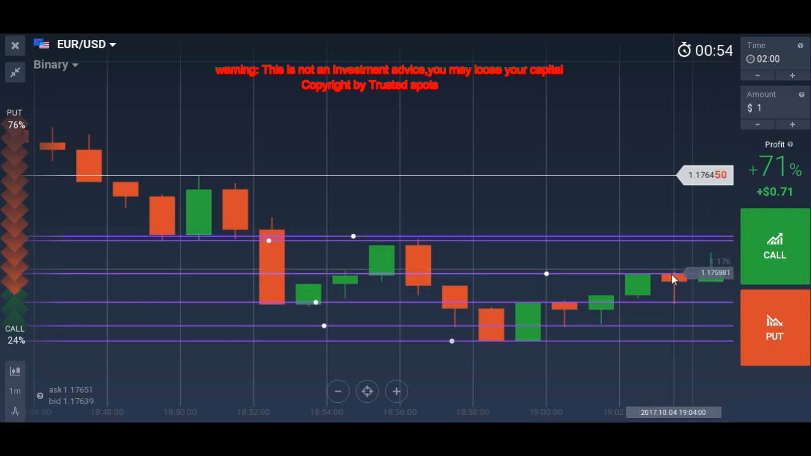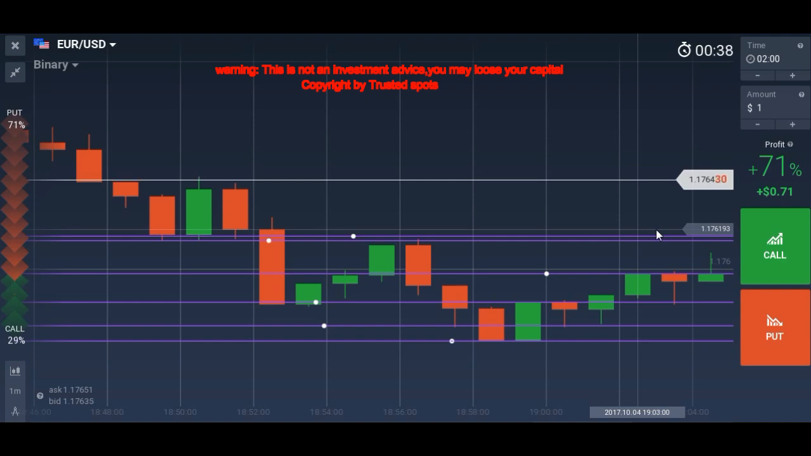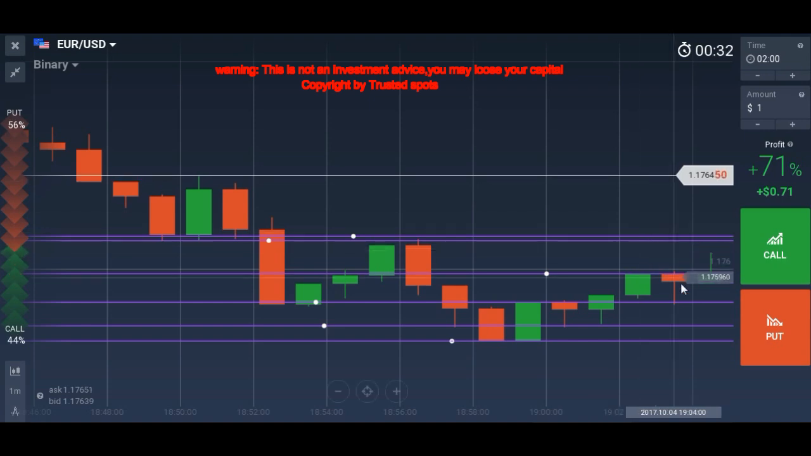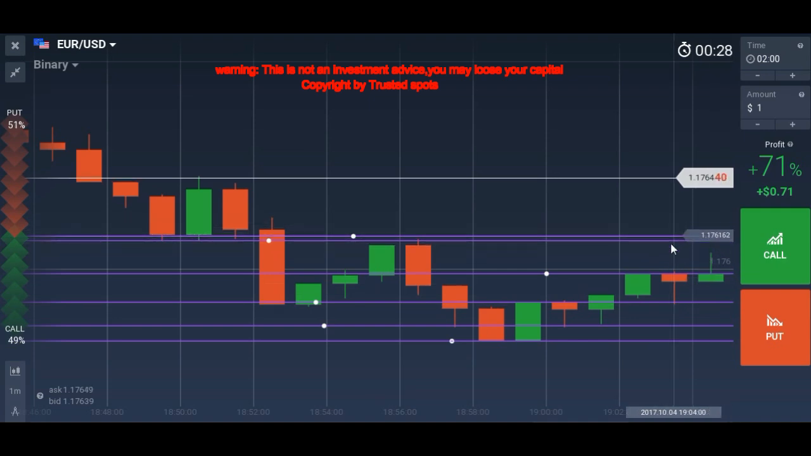Suppose these two figures are forming at this particular level, then you can place a put and it will be a sure, like 90% sure short. Nothing is 100% in binary, so you have to be very conscious and very thoughtful before taking any trade. You have to work and understand everything. So if these two candles are formed at this level, then you can place a put surely.